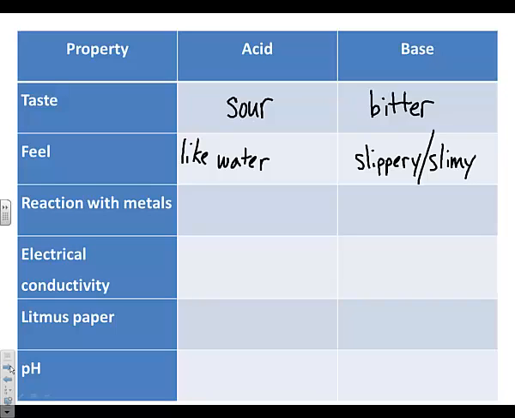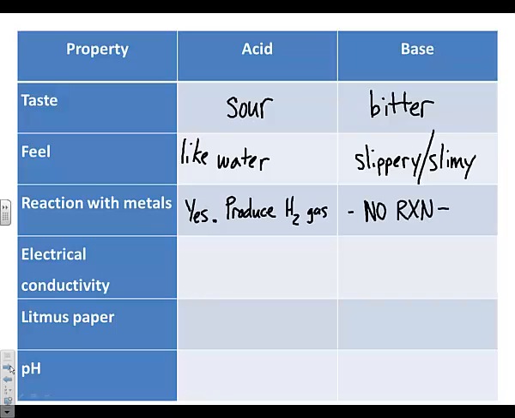Well, we can do the single displacement reactions, and we could see that reacting an acid with a metal will produce hydrogen gas. Okay, we saw that in lab once, didn't we? That's right. I think we did that. Some zinc and hydrochloric acid, and then we popped it. So yes, acids produce hydrogen gas, and bases don't seem to do much.